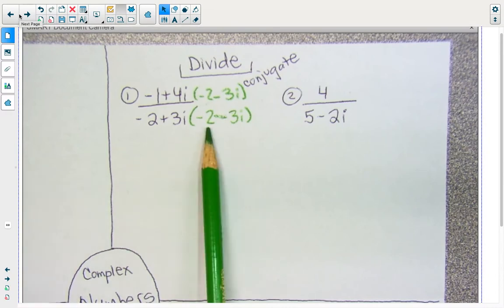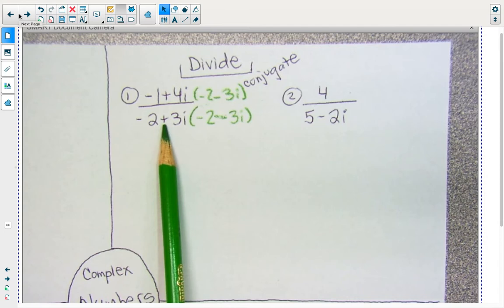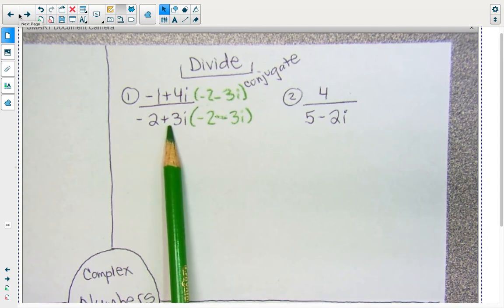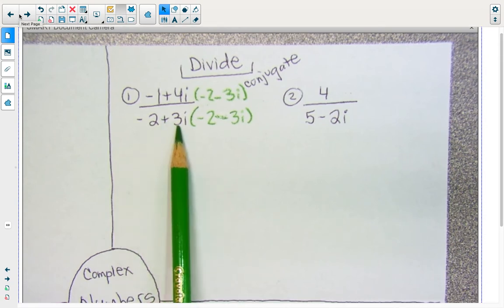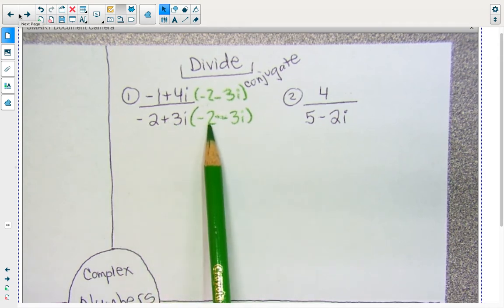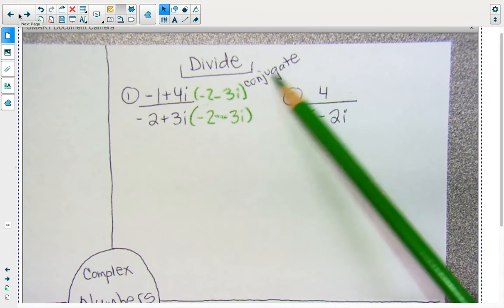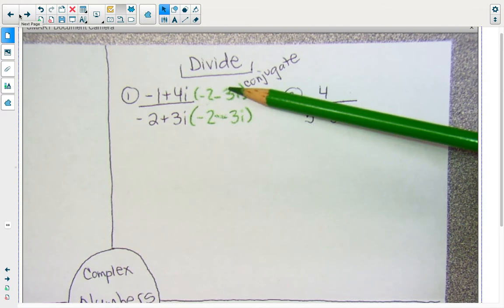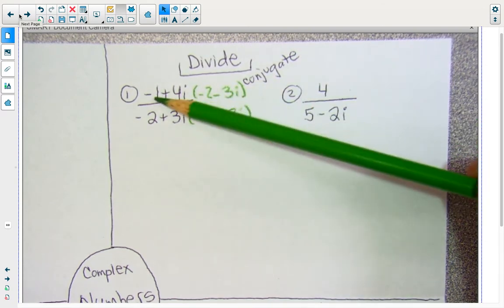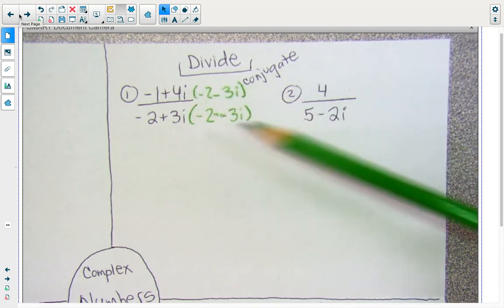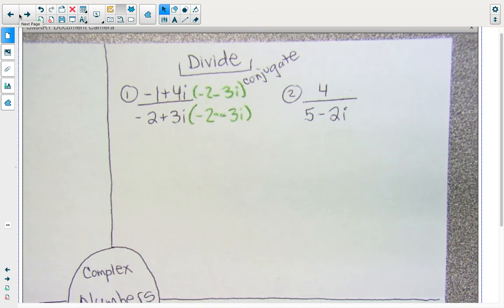The conjugate is -2 minus 3i. So you change the sign in front of the imaginary part so that something will cancel out. So again, -2 plus 3i, the conjugate is -2 minus 3i. And this is the word that I'm saying, conjugate. So we're going to multiply both the top and the bottom by the conjugate. On top, we're going to do the box method, distributive property. On the bottom, we're going to do box method, distributive property, and then simplify as we go.